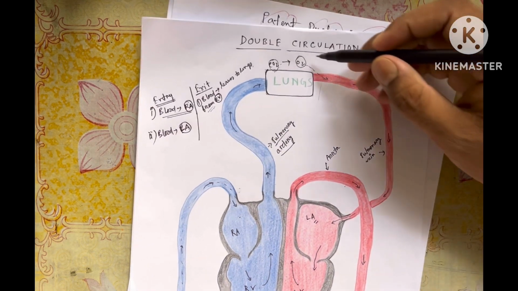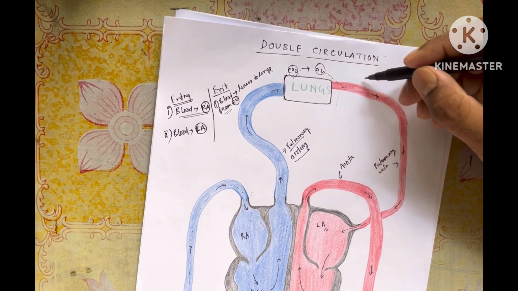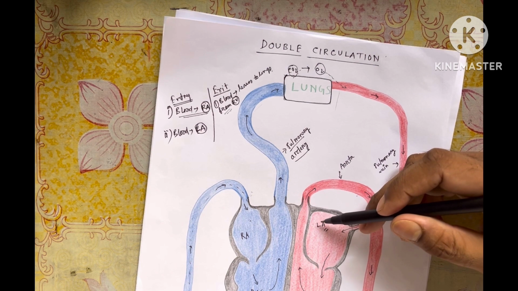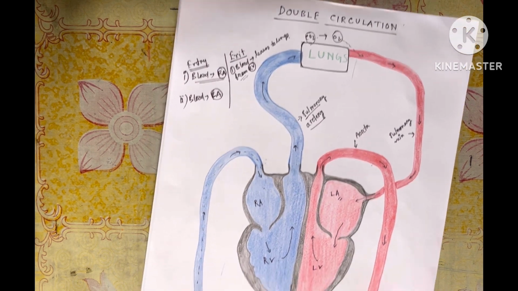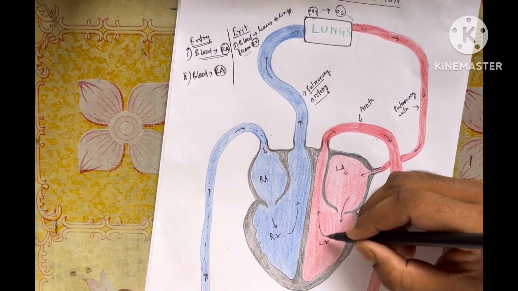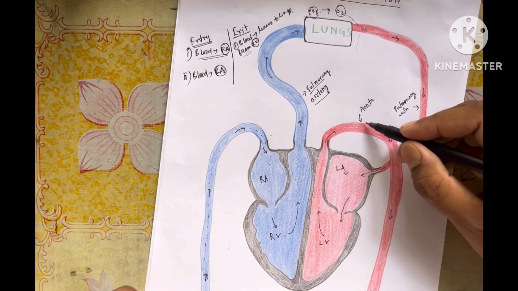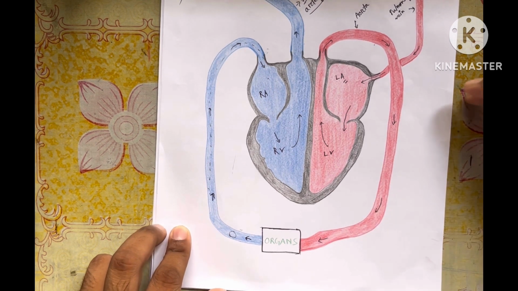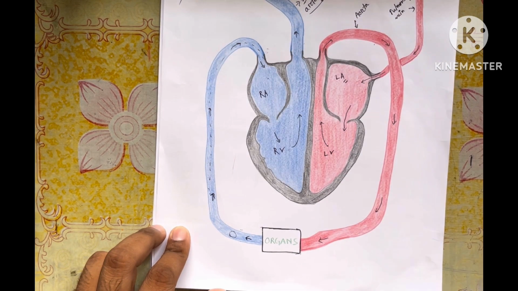Then the second entry, when oxygenated blood comes and enters inside our left atrium. Then the second exit will be there, when the left ventricle contracts and the oxygenated blood goes through the aorta, back to our organs. Red color means oxygenated blood, blue color means deoxygenated blood.